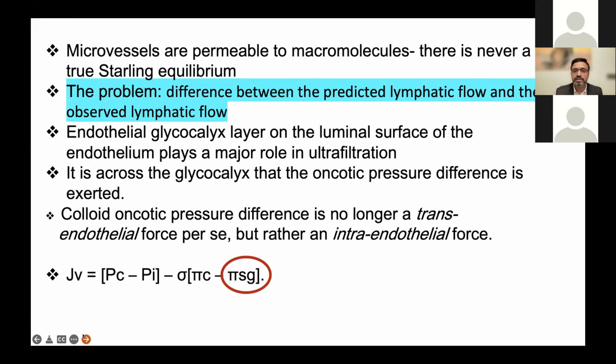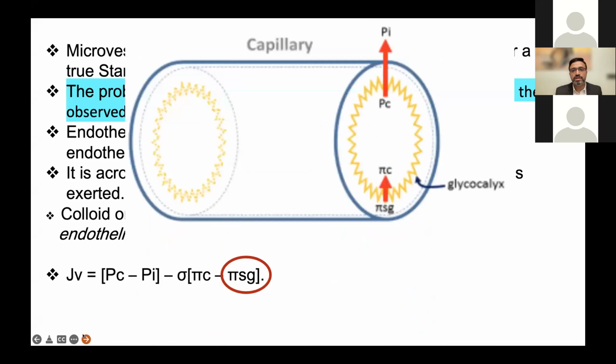And the pi subglycocalyx is very, very low. So if you see it as a model, you have the lumen and you have a thick layer of gel, which is the glycocalyx. And it is across this glycocalyx that the colloid oncotic pressure exists. Now, mind you, since the pi Sg is very low, the entire driving force of filtration is predominantly dependent on the capillary hydrostatic pressure, the pi c. So this is the predominant driving force which will drive the fluid across the capillaries. And the oncotic pressures rather play a very small role.